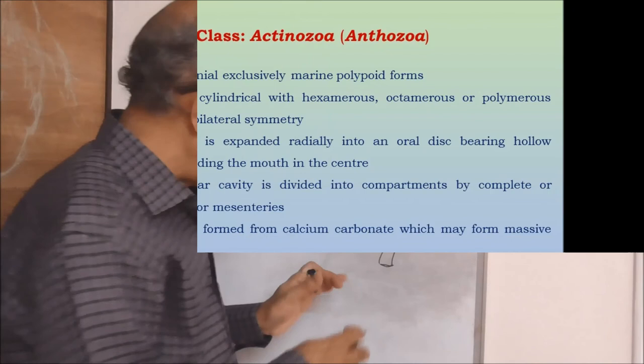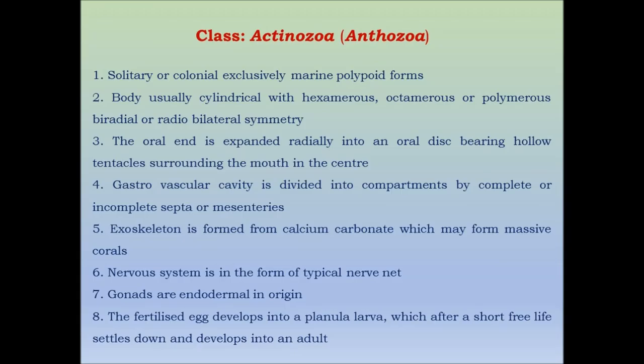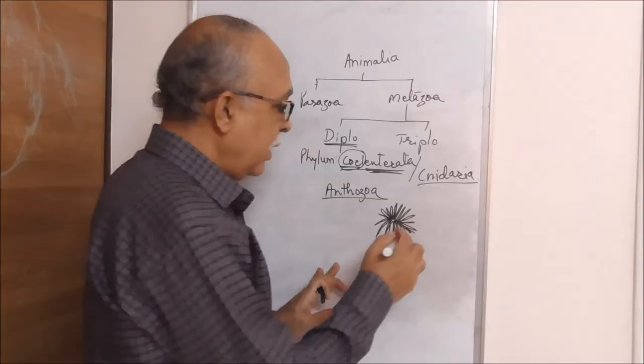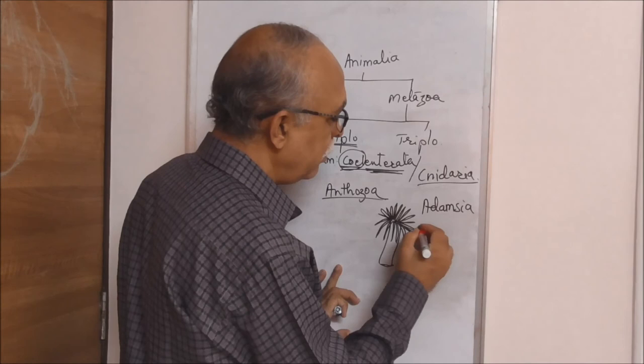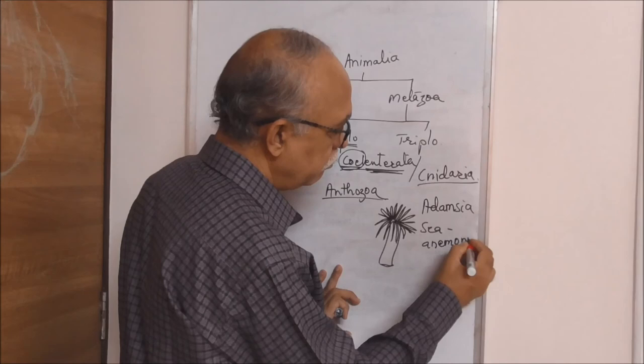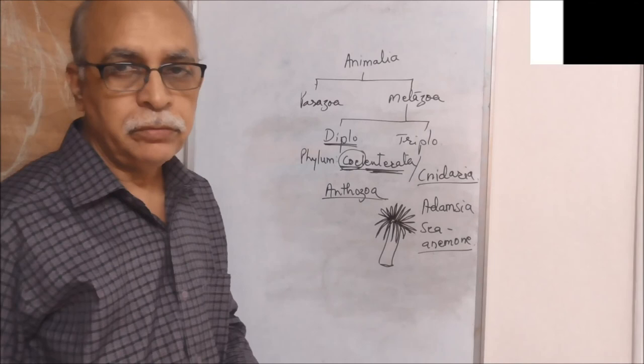Example is Adamsia. That's commonly called a sea anemone. This is what it looks like, Adamsia or sea anemone.